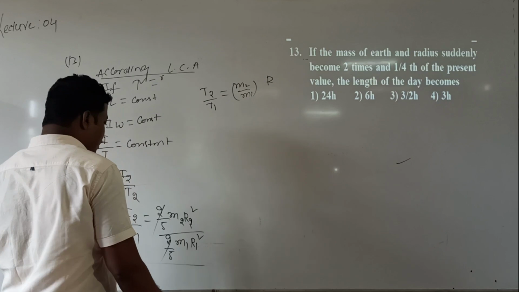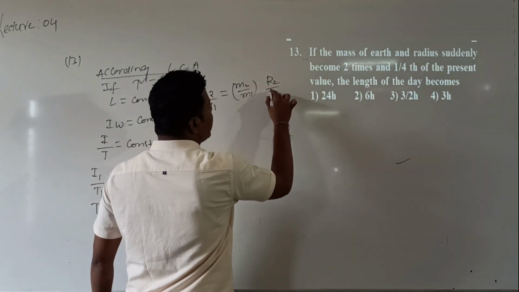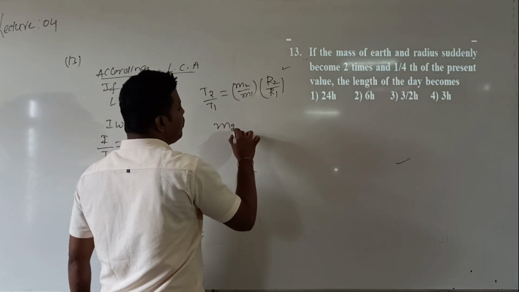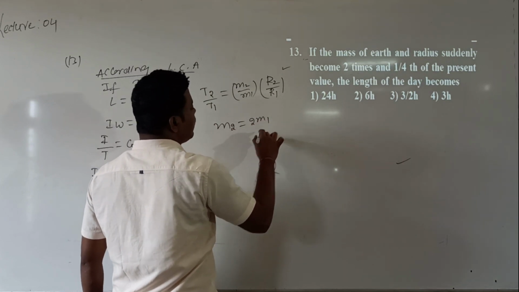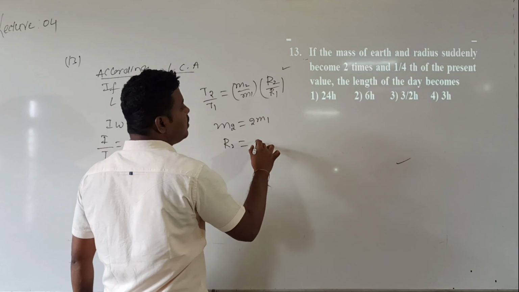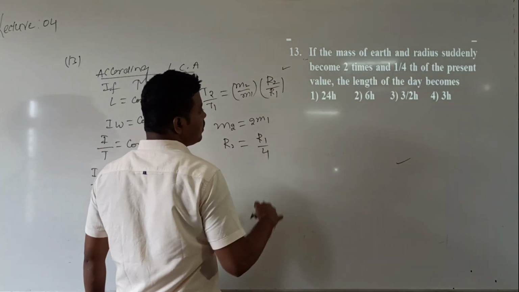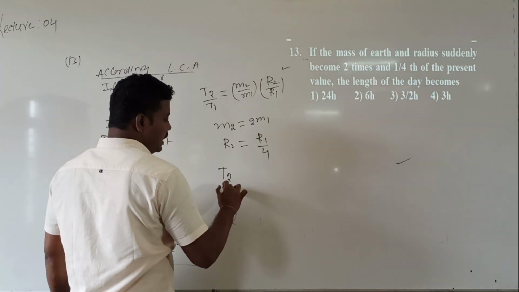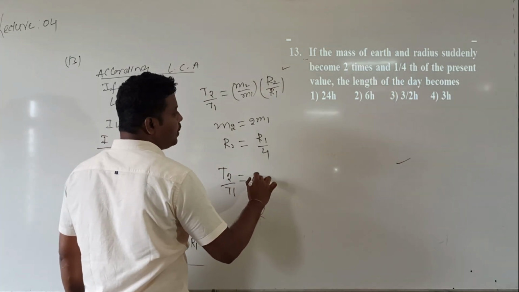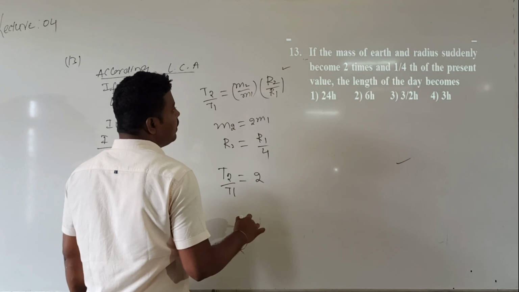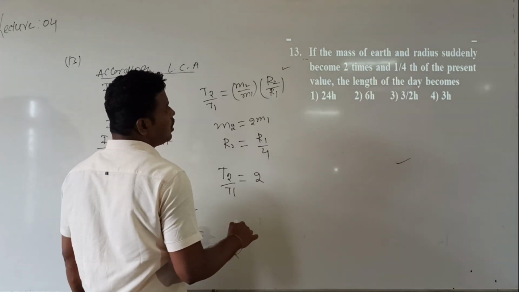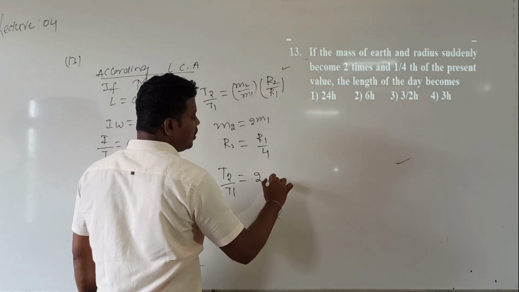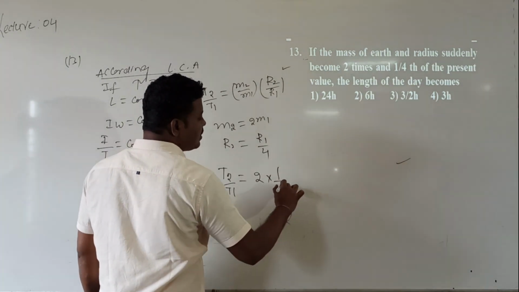what about here the value? r2 by r1 whole square. But they have given here m2 is equal to 2 into m1 and r2 is equal to r1 by 4. Correct? Then what will I get? t2 by t1 value is equal to m2 by m1 value 2, and r2 by r1 is equal to 1 by 4. So that is into 1 by 16.